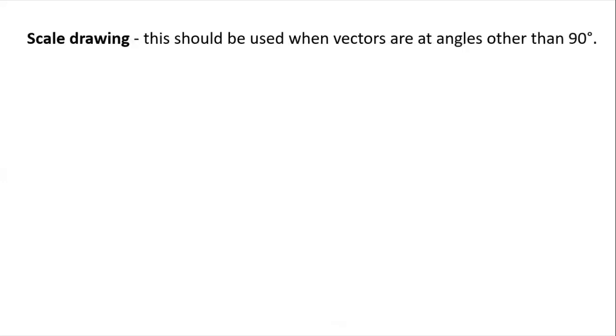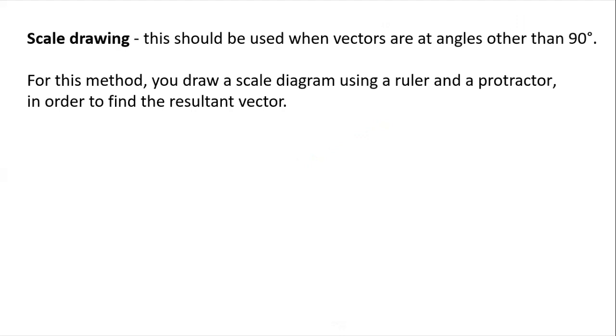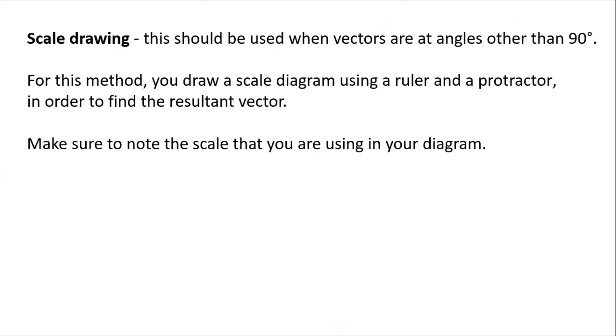Scale drawing. This should be used when vectors are at angles other than 90 degrees. So for this method, you draw a scale diagram using a ruler and a protractor in order to find the resultant vector. Make sure to note the scale that you are using in your diagram.